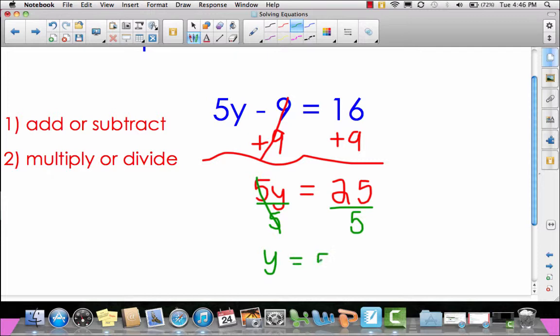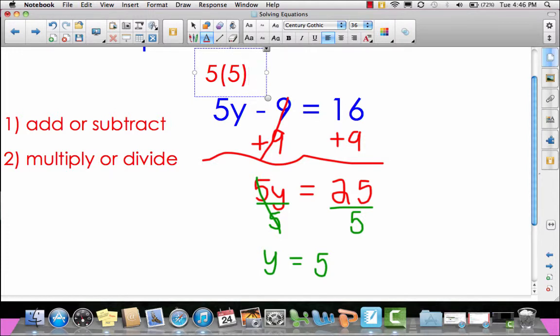And just like with my one-step equations, I could check my two-step equations. So if I come back up here, and this time I am substituting in 5 for y. So it becomes 5 times 5 minus 9. If I follow order of operations, 5 times 5 is 25. 25 minus 9 is 16. So I got that one correct.